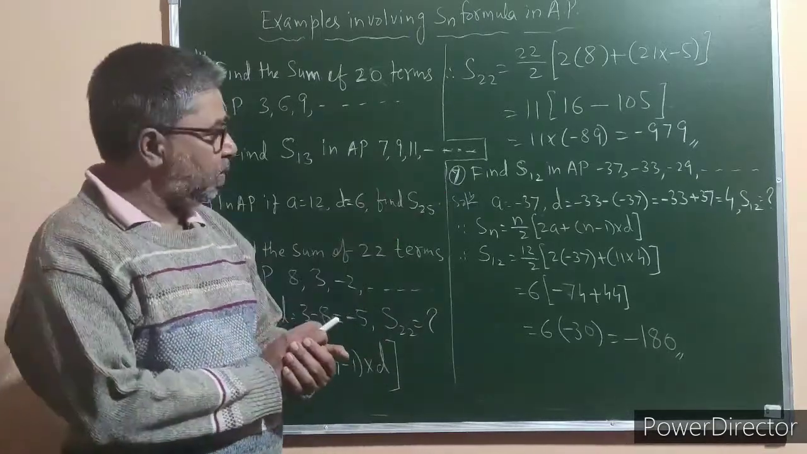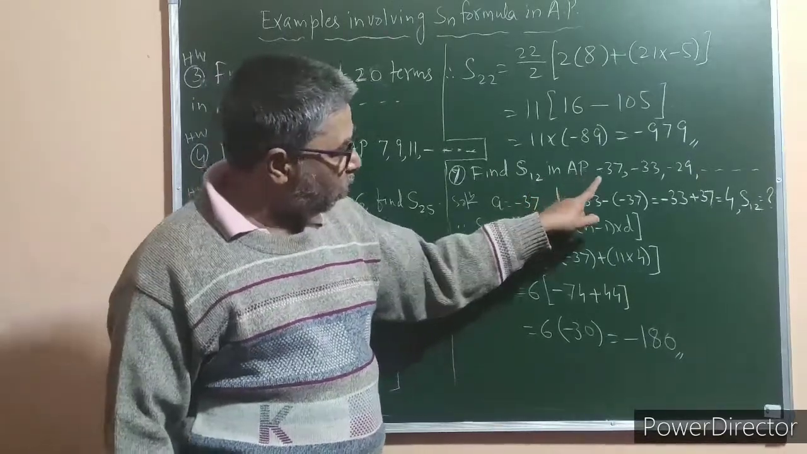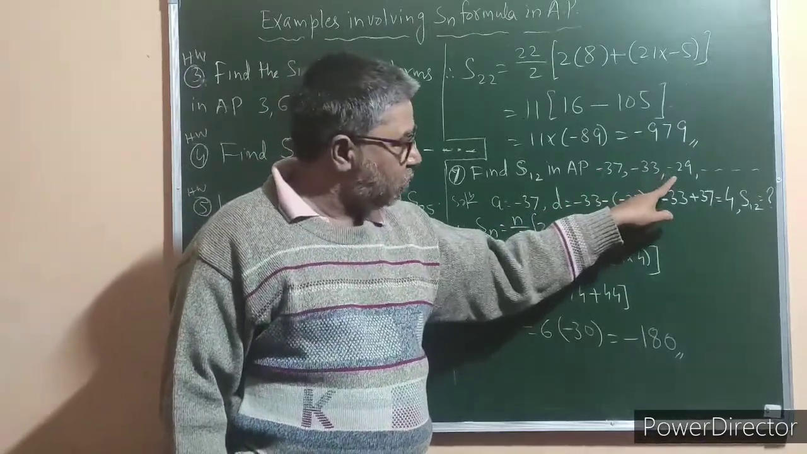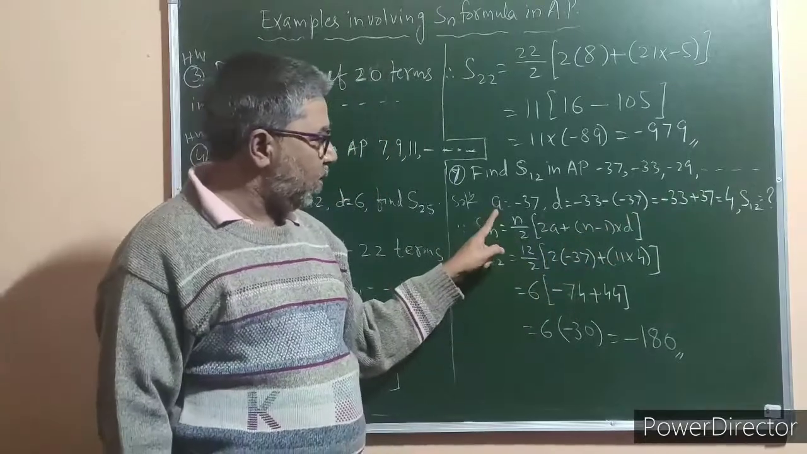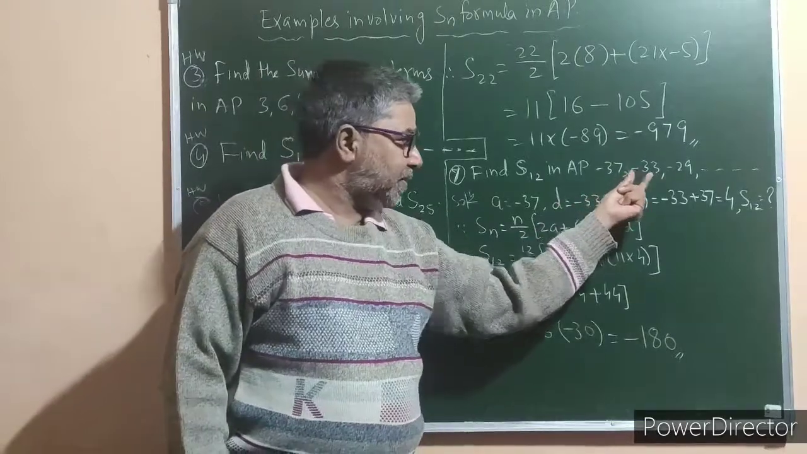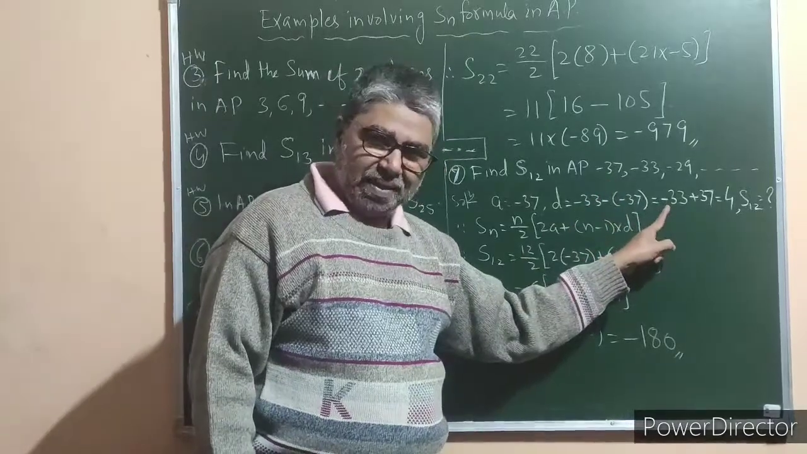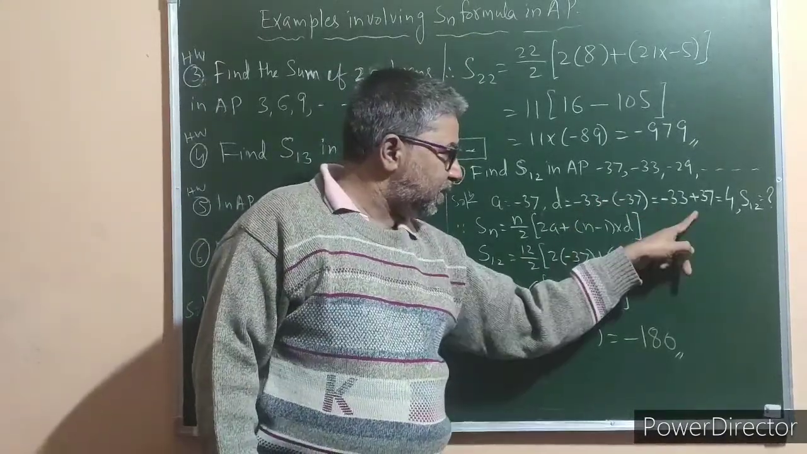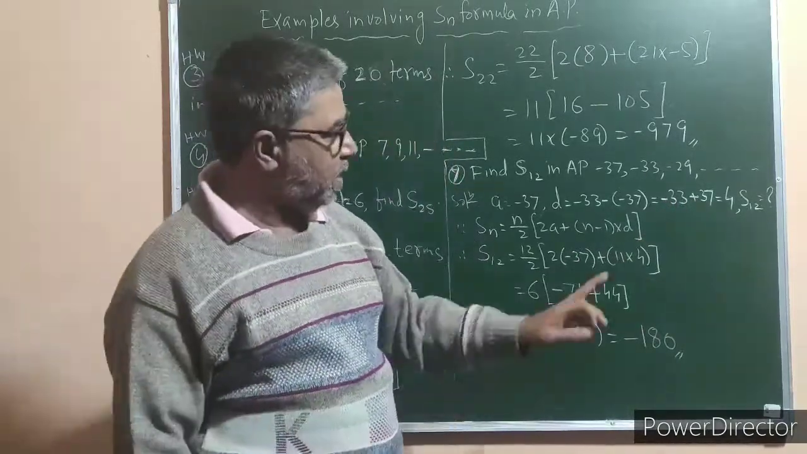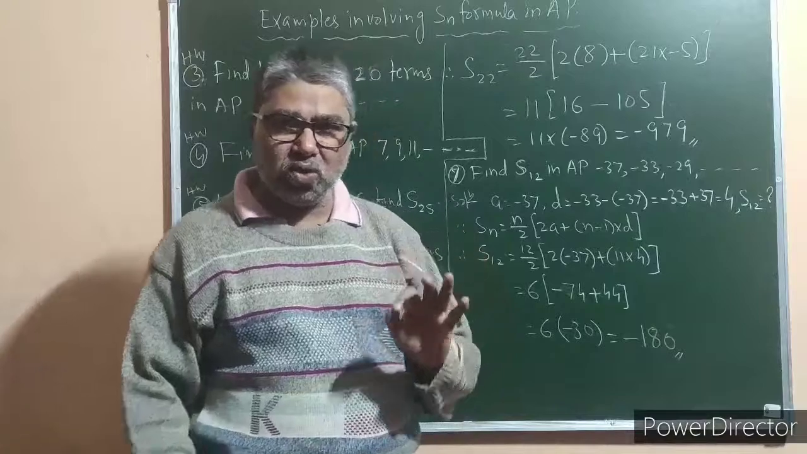Now coming to one more example: find S12, that is the sum of 12 terms in the arithmetic progression minus 37, minus 33, minus 29, and so on. So here the value of a is minus 37, and the value of d is minus 33 minus of minus 37. So minus 33 as it is, minus of minus is plus 37, and minus 33 plus 37 will be plus 4, and 4 is the value of the common difference. The sum of 12 terms is equal to question mark.